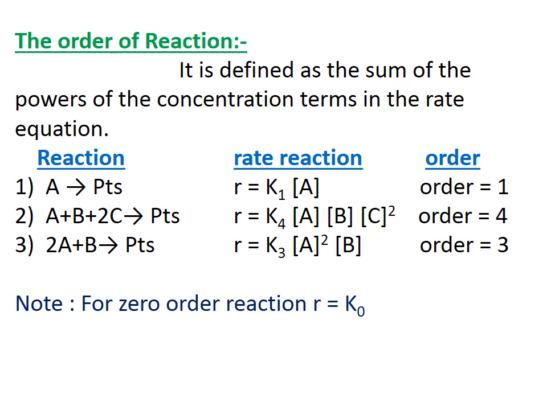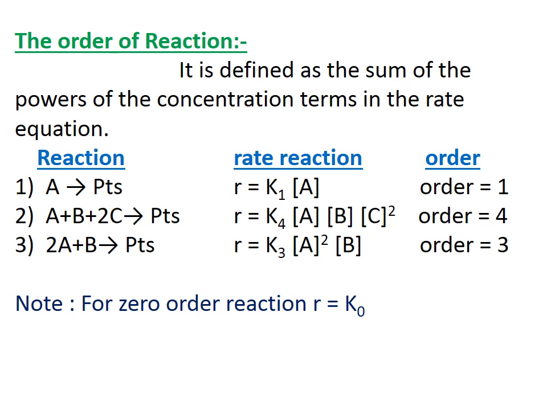The order of the reaction. It is defined as the sum of the powers of the concentration terms in the rate equation. Let us consider reaction 1. A gives product. The rate of reaction is R equal to K1 into concentration of A, and the order is equal to 1. Similarly, consider reaction 2. A plus B plus 2C gives product, and here R will be equal to K2 into concentration of A into concentration of B into concentration of C the whole squared. Here the order will be equal to 4.